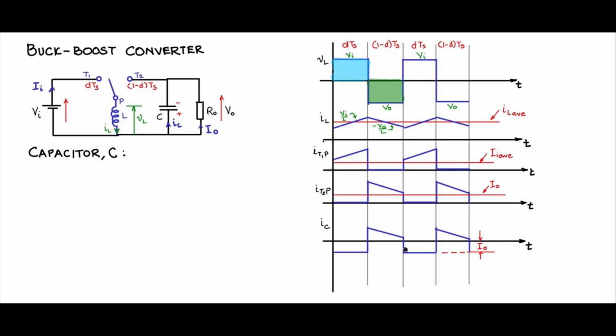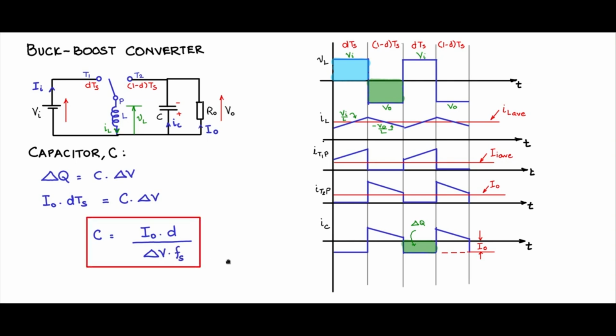It is easier to get the change in charge during the dTs period because this is a rectangle of height I0 and width dTs. So let us use delta Q is equal to C delta V. This height is I0, and I0 into dTs gives you the area delta Q, which is C into delta V. From here, C is I0 dTs; I will take Ts to the denominator as Fs, and delta V comes down, and this becomes the relation to obtain the value of C.